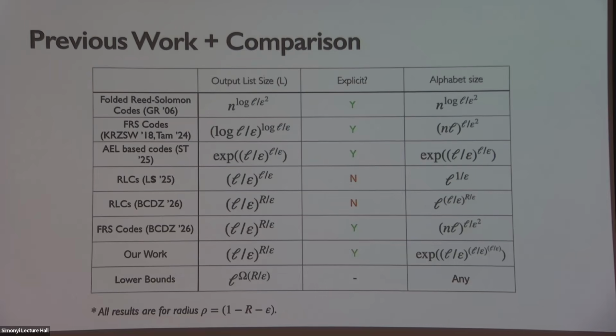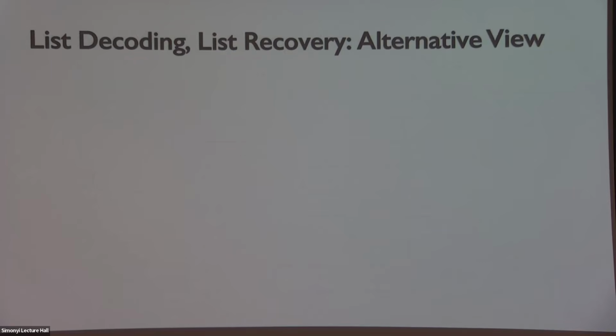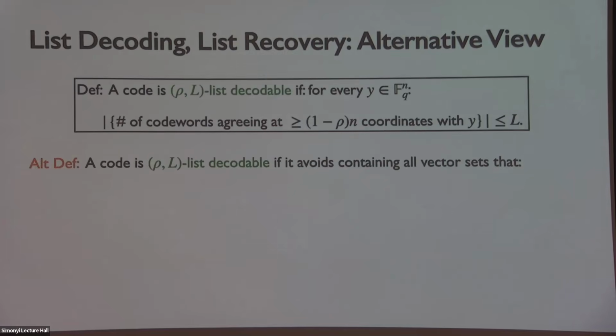Okay. So now I'll talk about an alternative view of list decoding and list recovery, which is going to help us get those results. It's going to be a generalization of list decoding and list recovery as well. This is just to recap the definition of list decodability. And now the alternate definition that I'll present is going to be of the view where we are avoiding vector sets.